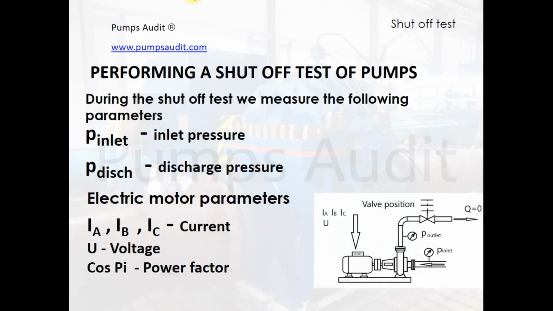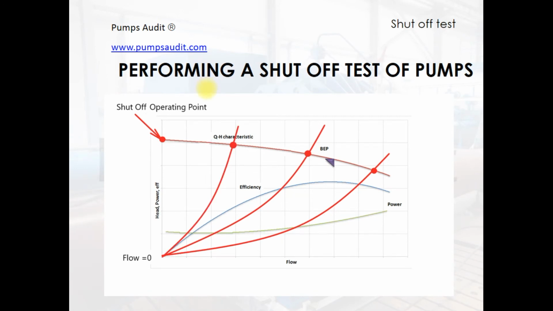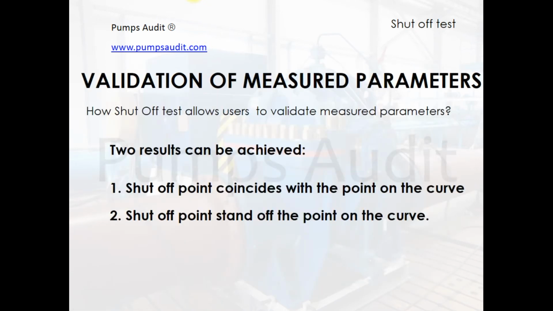During the shut-off test, we measure the following parameters: pump inlet pressure, pump discharge pressure, and electric motor parameters: current, voltage, power factor. When we close the valve on the discharge pipeline, the operating point will come to the position with 0 flow. It is obvious that we can get two results. First one, the shut-off point coincides with the point on the curve from the catalog or from the test report. And the second, the shut-off point stands off the point on the curve.